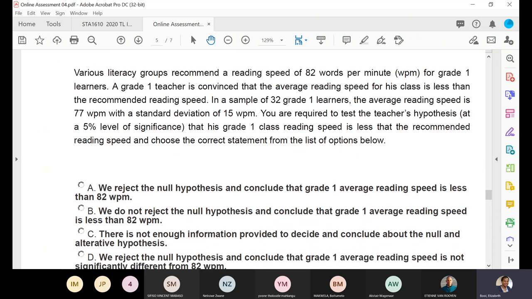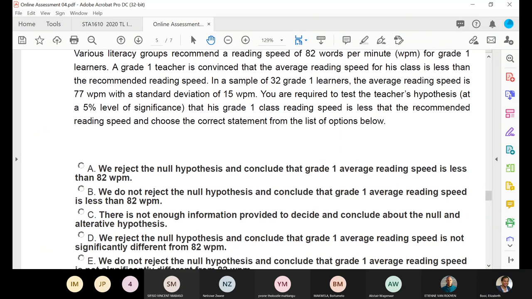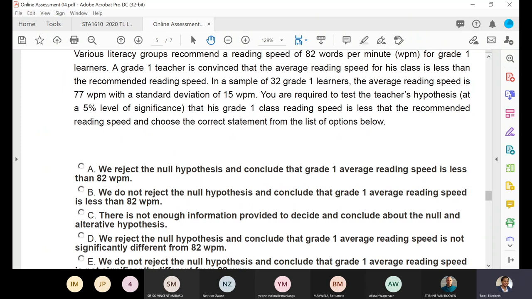Number 11. Various literacy groups recommended a reading speed of 82 words per minute. A grade 1 teacher is convinced that the average reading speed for his class is less than the recommended speed. In a sample of 32 learners, the average reading speed, which is the mean, is 77, and the standard deviation is 15. So you must be very careful.